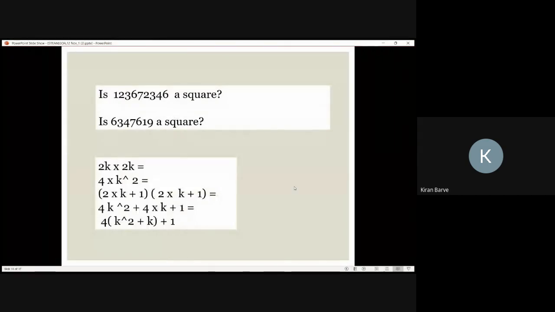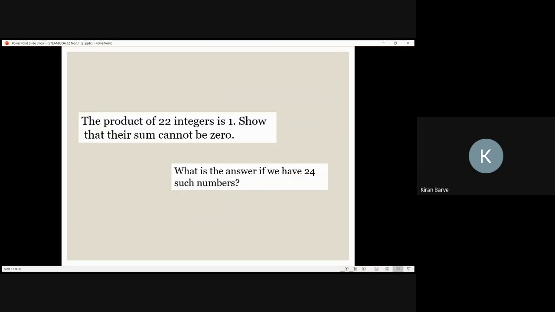Back. That 22, back. This is it. The product of 22 integers is 1, so that their sum cannot be 0. The product is 1. The sum cannot be 0. Now again, we want to prove something is impossible.